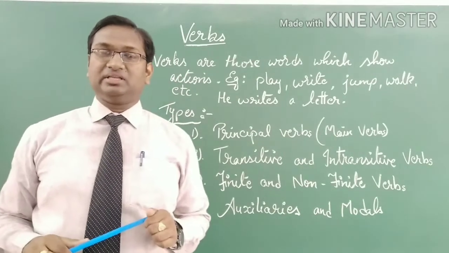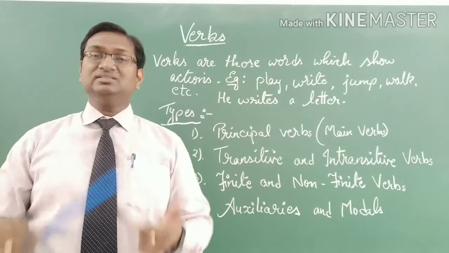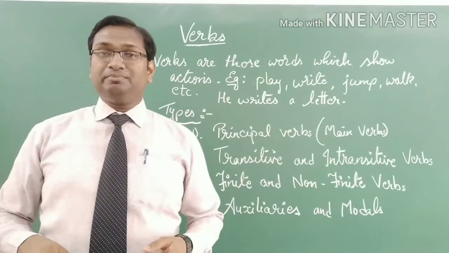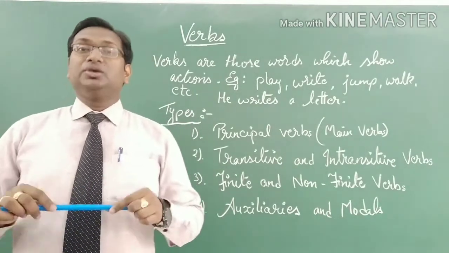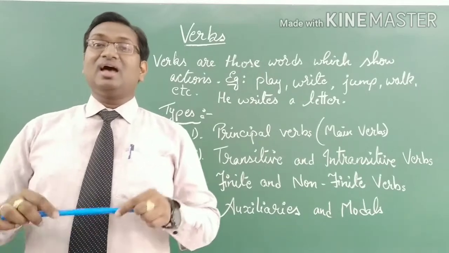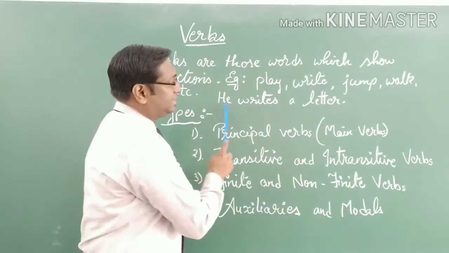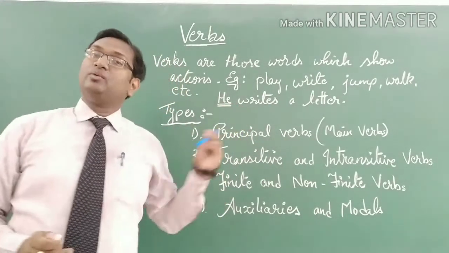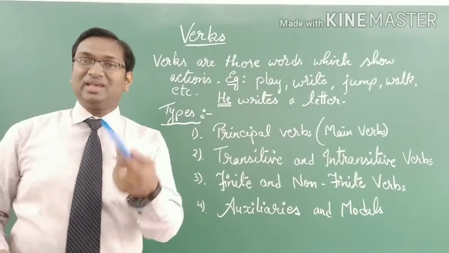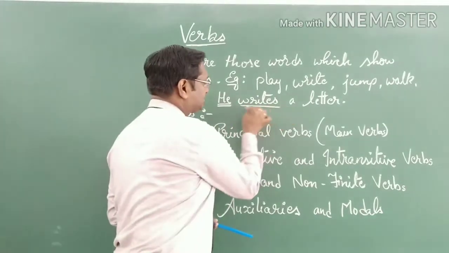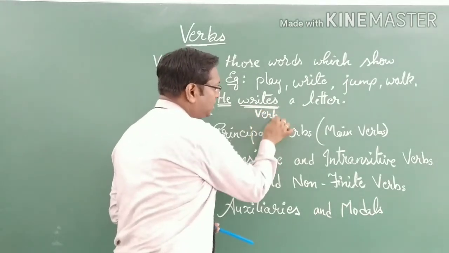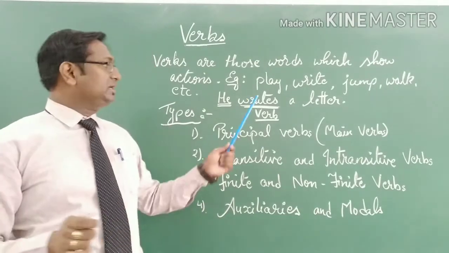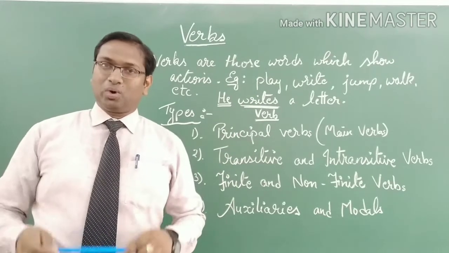Now over here, play means action. That subject is playing. It means subject is doing action. Write, jump, walk, these are all your verbs which show action. Example: he writes a letter. Now over here, subject is he, and what is he doing? He is showing action. Writes. So writes is your verb. He is writing a letter. So over here, writes is your verb.